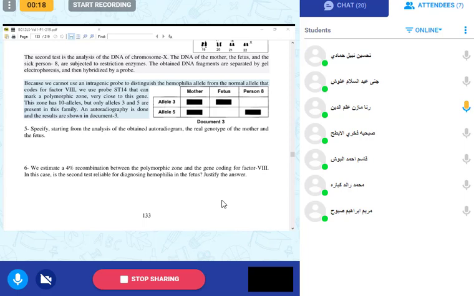We estimate a 4% recombination between the polymorphic zone and the gene coding for factor 8. In this case, is the second test reliable for diagnosing hemophilia in the fetus? Justify the answer.